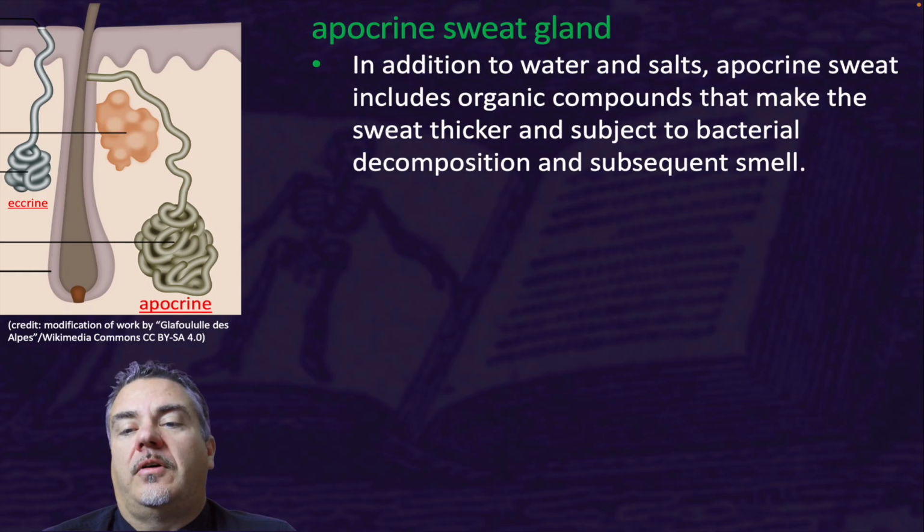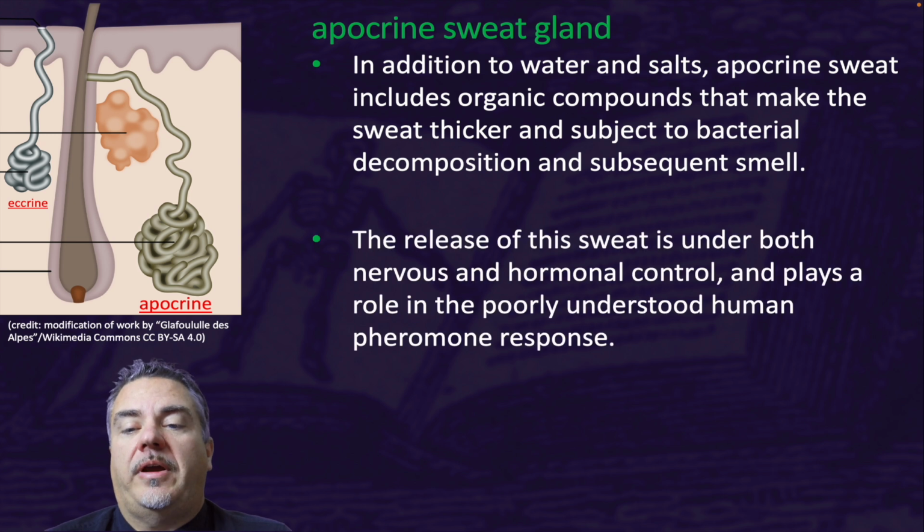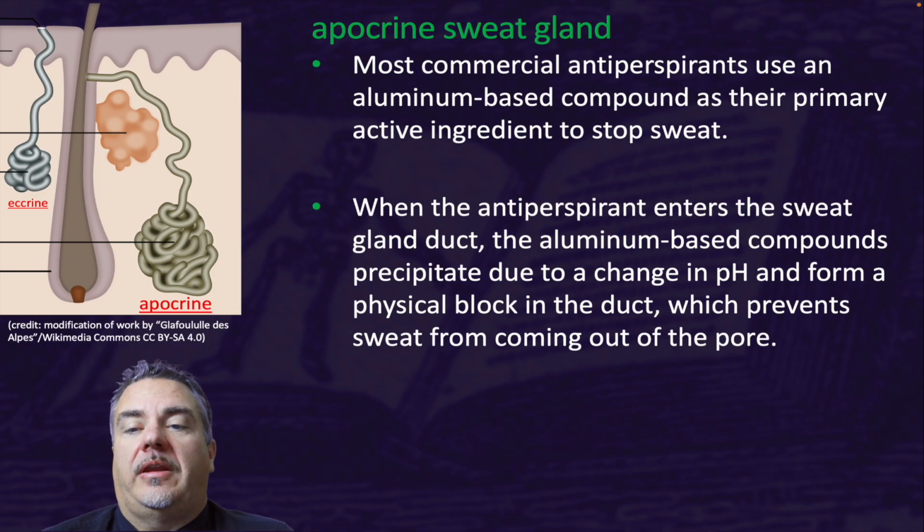In addition to water and salts, apocrine sweat glands include organic compounds that make the sweat thicker and subject to bacterial decomposition and subsequent smell. The release of this sweat is under both nervous and hormonal control and plays a role in the poorly understood human pheromone response. Most commercial antiperspirants use an aluminum-based compound as their primary active ingredient to stop sweat.